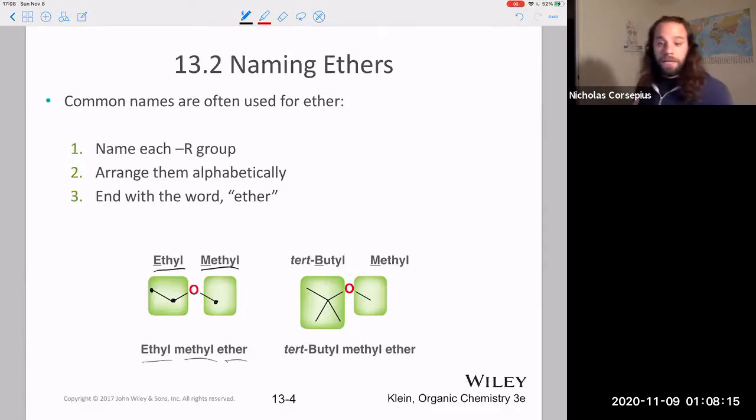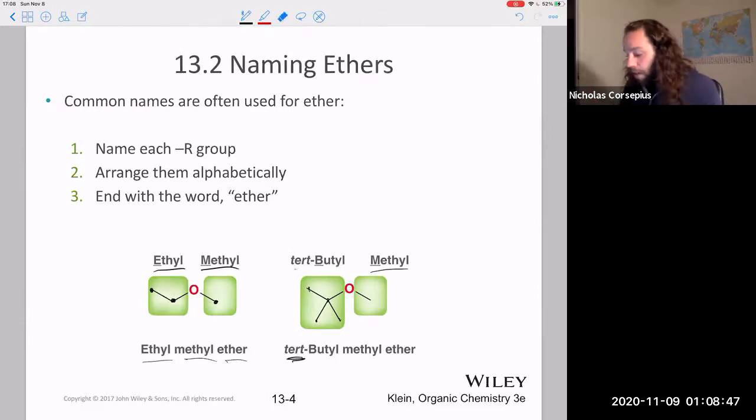And these are common names, so you want to make sure to use the common names for those different branched alkyl chains. So for example, this would be tert-butyl on this side. Remember, this is the tert-butyl group, and then methyl. And again, arrange them alphabetically, followed by ether. You might be saying, well, tert starts with T, that's after M in the alphabet. Remember, we ignore those prefixes when we're assembling alphabetical order, except for iso. I don't know why iso is special, but it does count in terms of the alphabetical order.